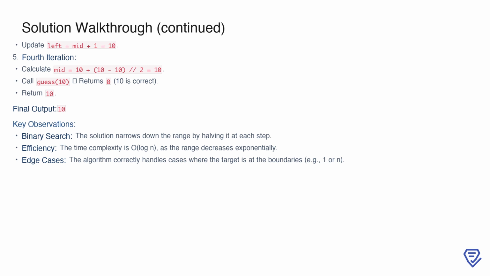Through this example, we can see how binary search efficiently narrows the range by halving it at each step. This approach ensures a time complexity of O(log n), as the number of iterations is proportional to the logarithm of the input size. Additionally, the algorithm gracefully handles edge cases, such as when the target is at the boundary values of the range, like 1 or 10. This demonstrates both the correctness and efficiency of the solution.